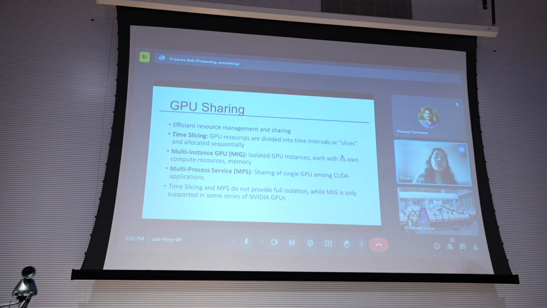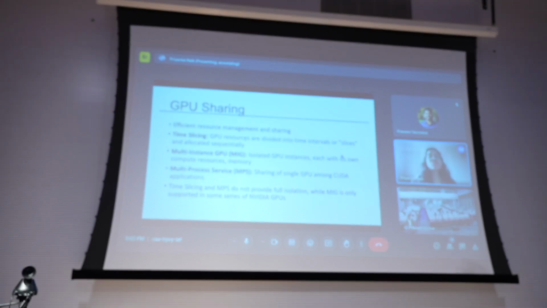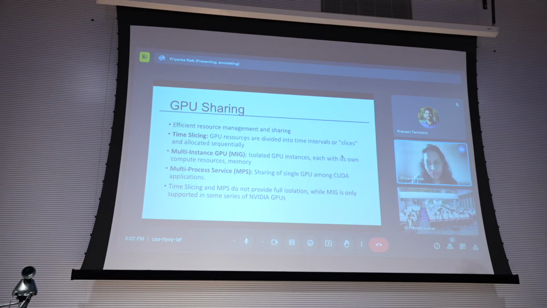But because it is a very recent technology, there can be cases where you don't have MIG in your GPUs. Then there is something widely used right now, the multi-process service, or MPS. That is, you efficiently share a single GPU among CUDA applications by using what is called a CUDA context.